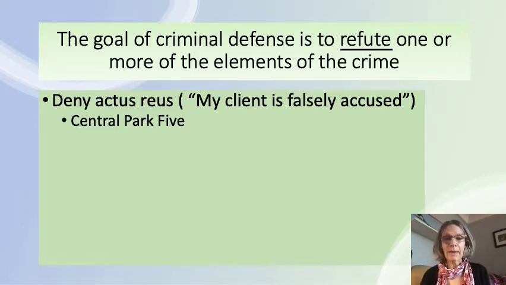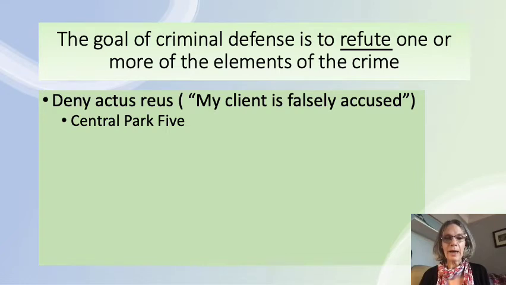There are lots of examples of people who have been falsely accused of crimes, and oftentimes it's hard to argue the false accusation, because usually prosecutors have pretty sound evidence that the person who's accused of the crime actually did the crime, but not always the case. Central Park 5 is a good example of that, and I'm bringing that up as an example because they're going to be referenced in the documentary that you're watching this week, the 13th.